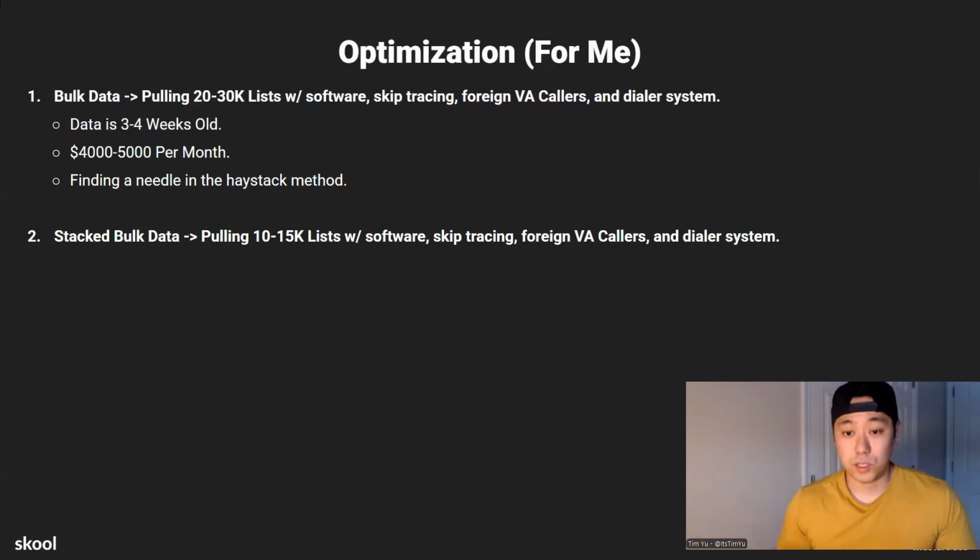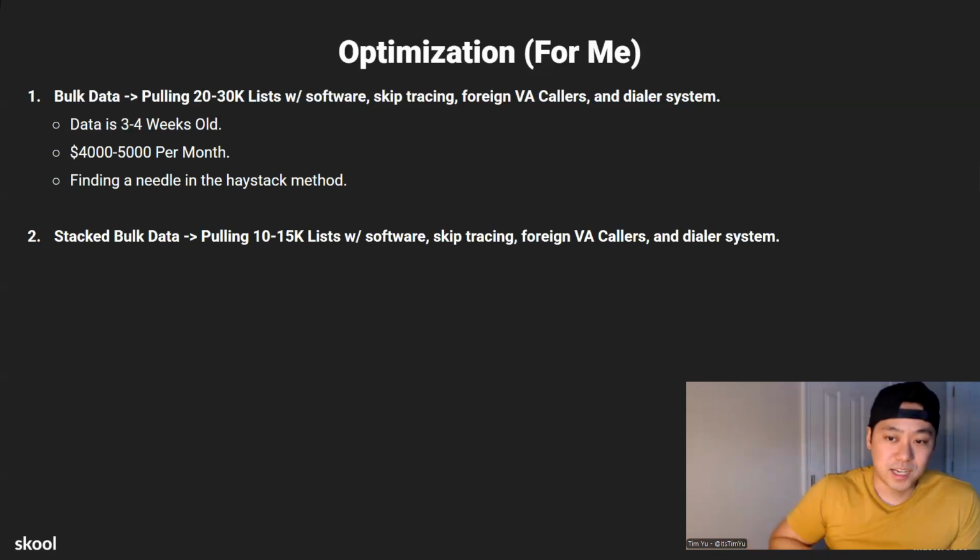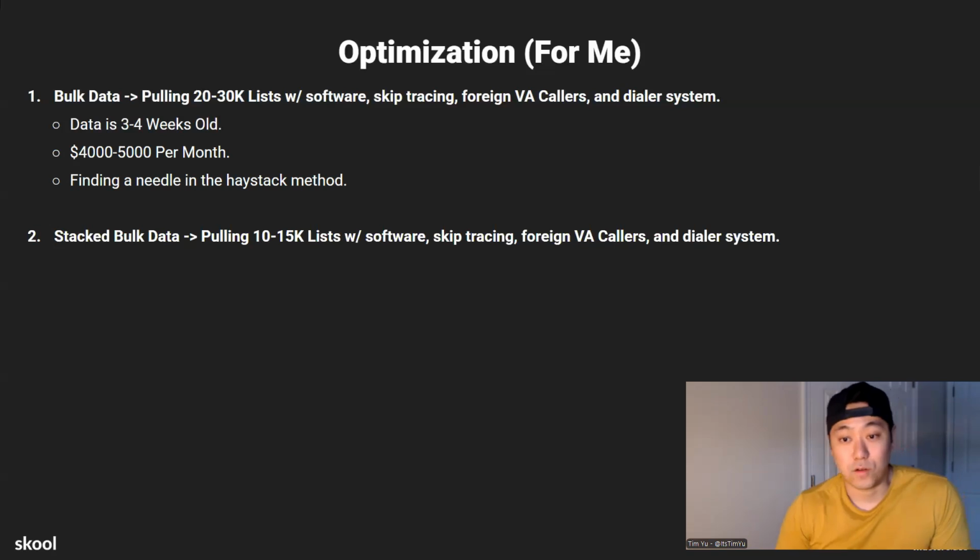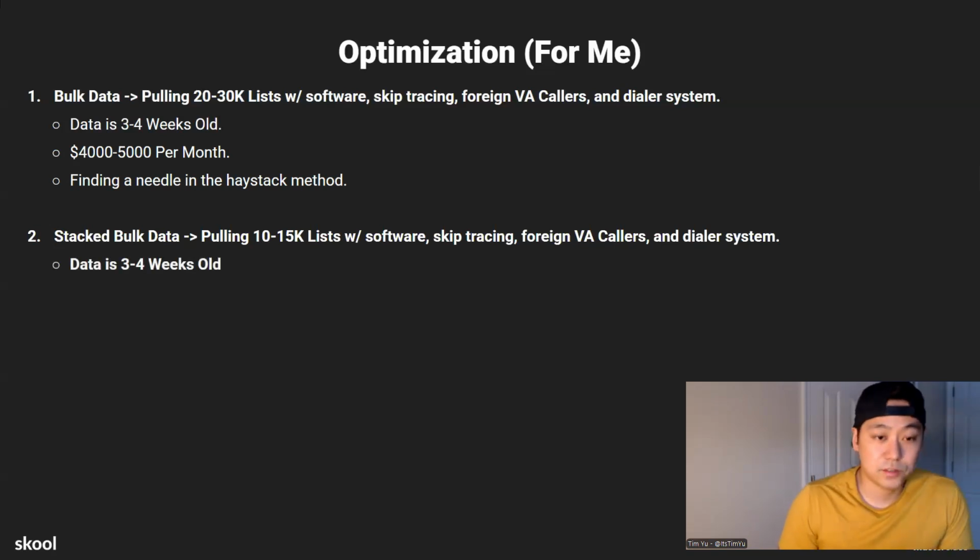And these lists are still pretty big. You probably need a VA as well, but you don't need as many. So for a 30,000 list, you probably need 2 to 3. And on this size of list, you could probably do 1 to 2, especially if you're calling, right? But you still need a dialer for this. Data is still 3 to 4 weeks old, just like the first list.